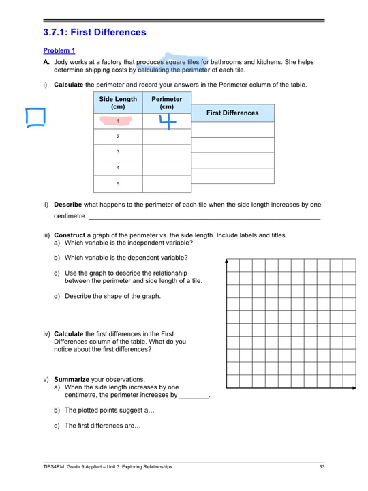Now if we look at the next side length, we have 2 centimeters. So 2 centimeters, 2 centimeters, 2 centimeters, 2 centimeters. So that would give us a perimeter of 8 centimeters. We'll continue and do this for each of the side lengths. So next we have 3 centimeters, 3 centimeters, 3 centimeters, and 3 centimeters, giving us a perimeter of 12 centimeters.